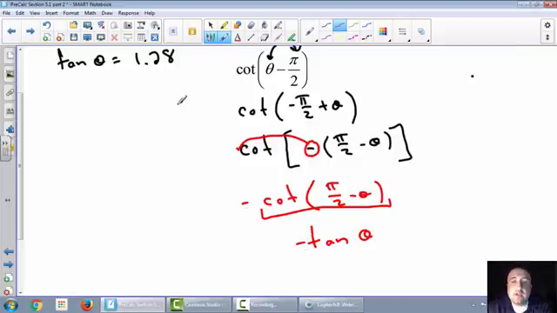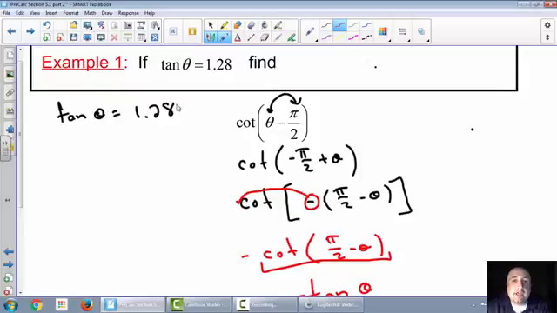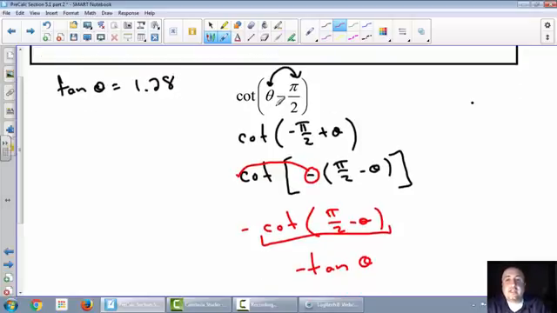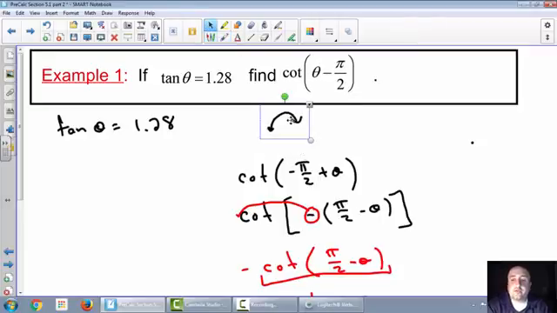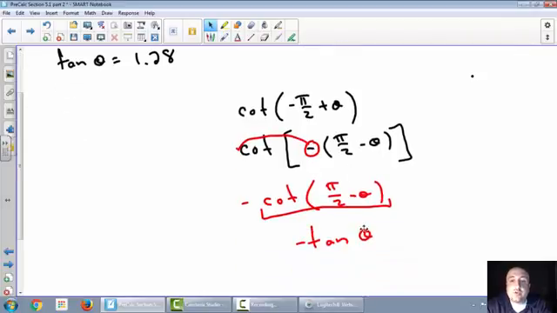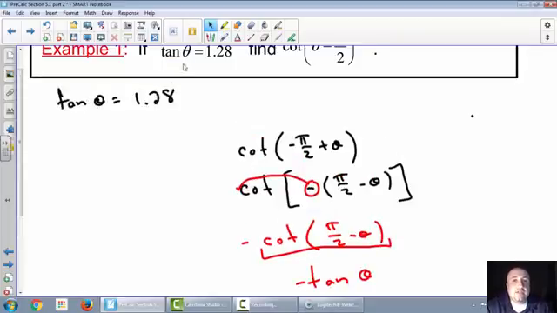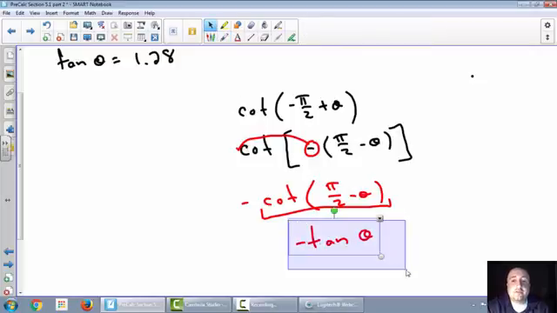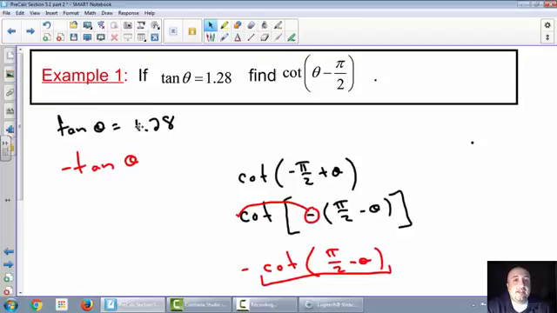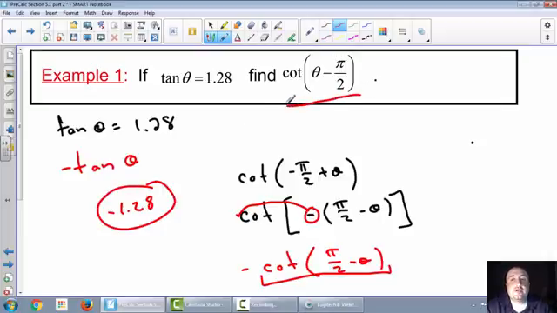So this is now what we need to look at. Our original problem was we were trying to find what this is equal to. Well, this piece right here, we've just proved that it's equal to negative tan of theta. Well, what's tan of theta equal to? Tan of theta is equal to 1.28. So if tan of theta is equal to 1.28, what's negative tan of theta? It's equal to negative 1.28. There's our answer. So the cotangent of our angle minus pi over 2 is equal to negative 1.28.